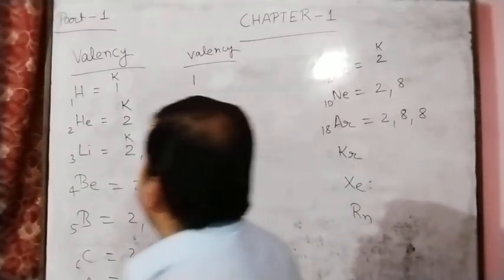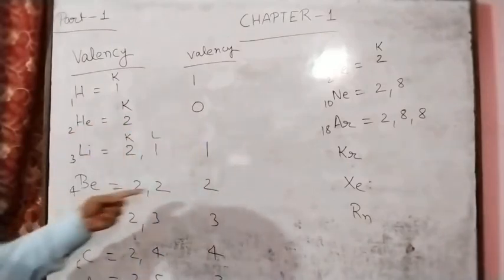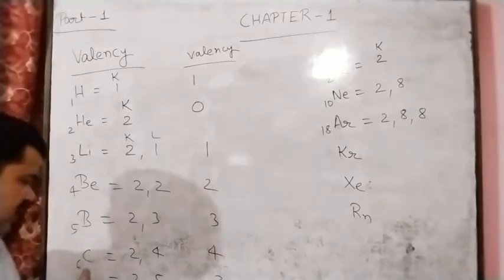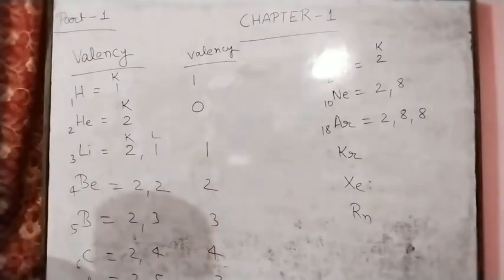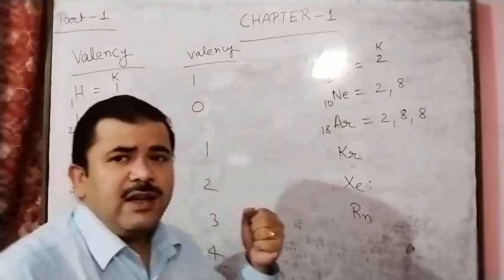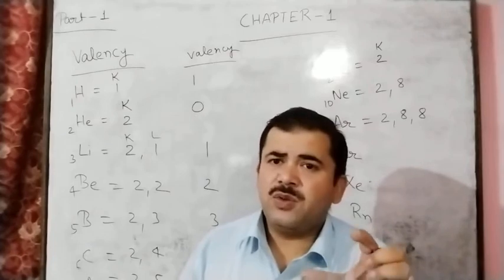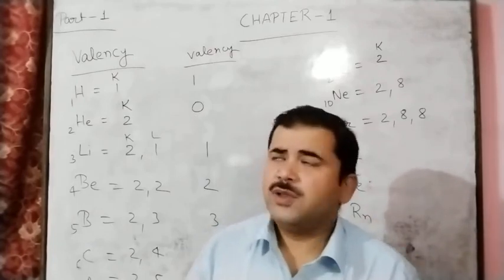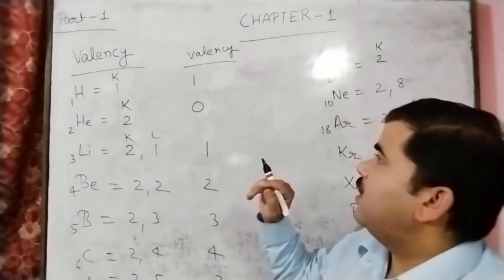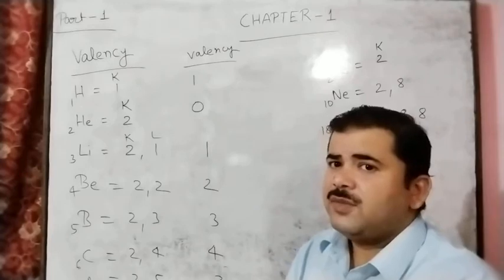So these are the valencies: hydrogen valency 1, helium valency 0, then lithium valency 1, beryllium valency 2, boron valency 3, carbon valency 4, nitrogen valency 3. And in this example, valency always means valency should be in whole number. So here these are whole numbers, and after this, according to the nature, we can give the sign.